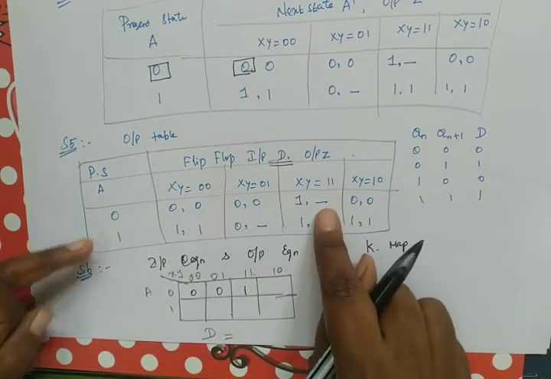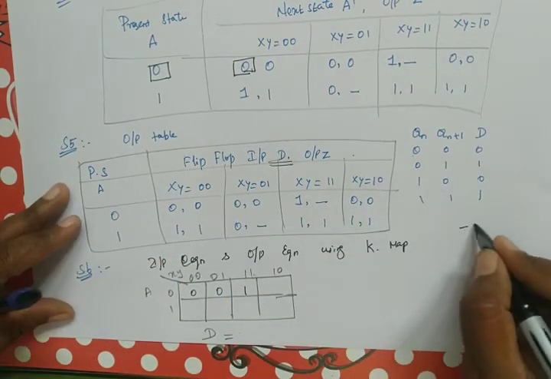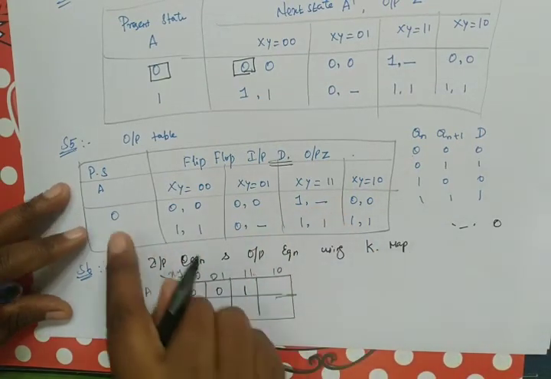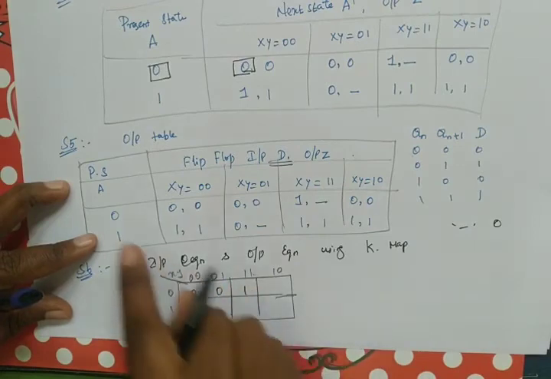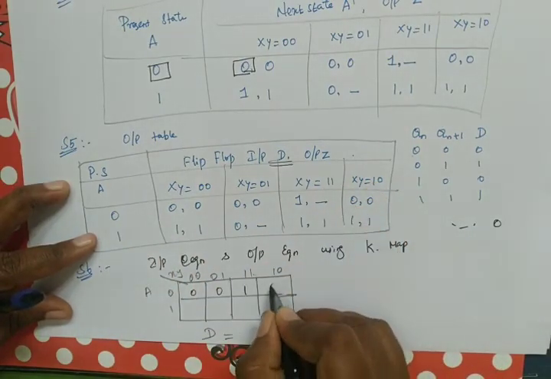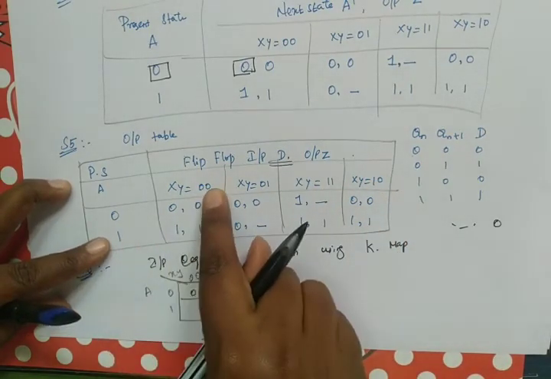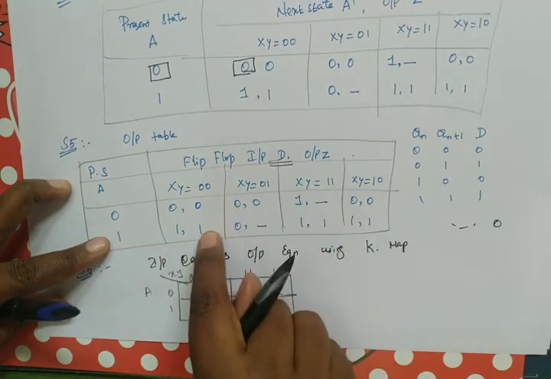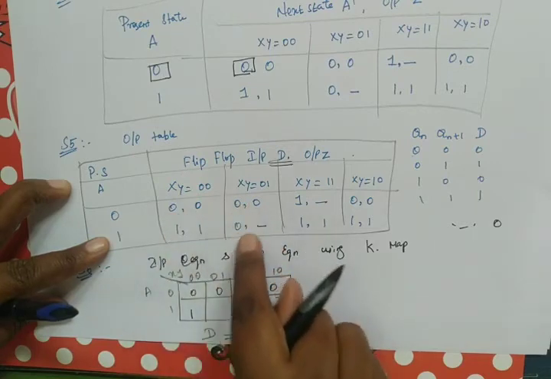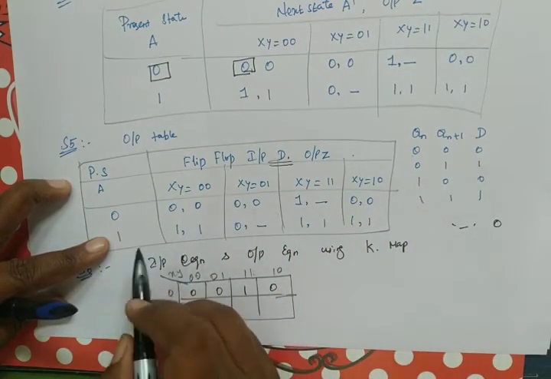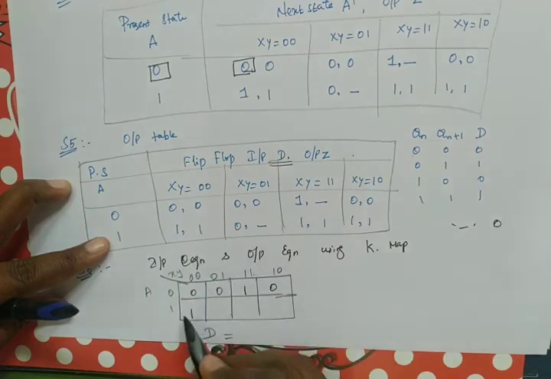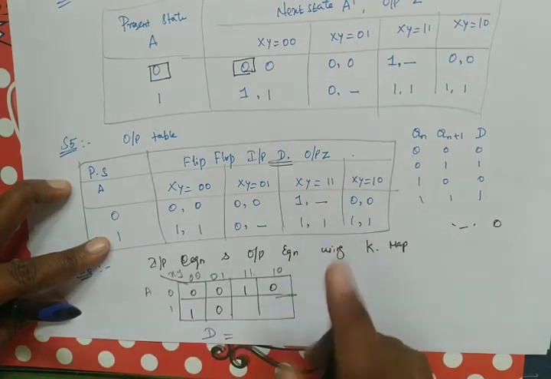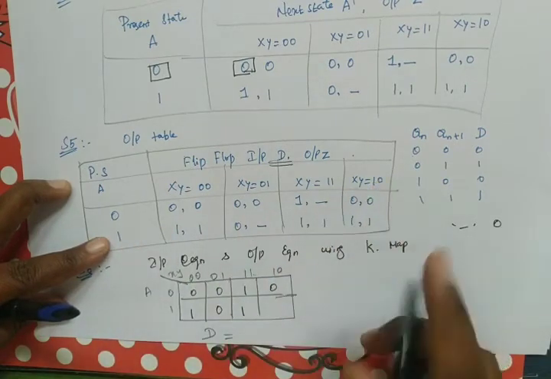And one more thing: if we have a dash here, this dash should be represented as 0. For 0 1 1 it is 1. For 0 1 0 it is 0. For 1 0 0 it is 1, because these are our D flip-flop inputs, this is our output. So don't get confused. This is our input, so we are writing only for this. So for 1 0 0 it is 1. For 1 0 1 it is 0. For 1 1 1 it is 1. For 1 1 0 it is 1.